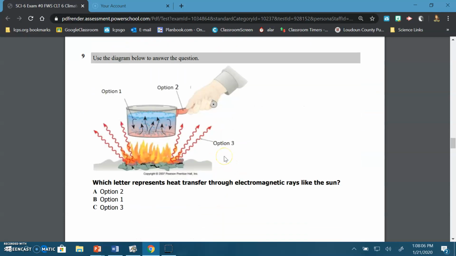Number 9, use the diagram below to answer the question. Which letter represents heat transfer through electromagnetic rays like the sun? Is it option 2, option 1, or option 3? So A, option 2, B, option 1, or C, option 3.